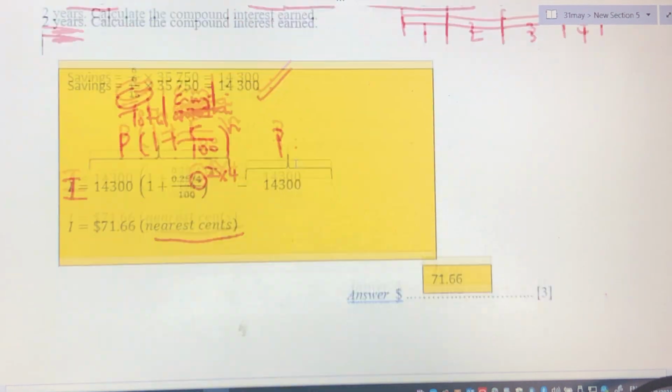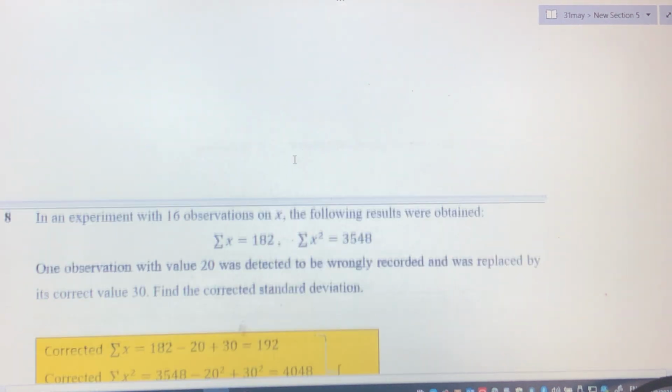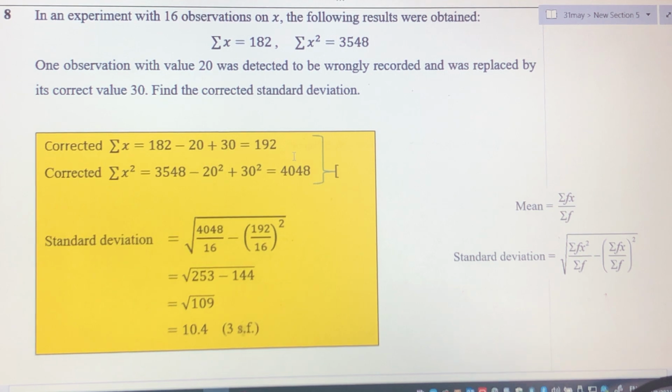Next, we have, okay, why such a blank space there? Is that number 7? Okay, now 8. We go to number 8. Okay, number 8 requires you, as I mentioned, this kind is not commonly tested in the O levels, but it can be tested also. Normally when they ask you to find standard deviation, you just need to press calculator, right?